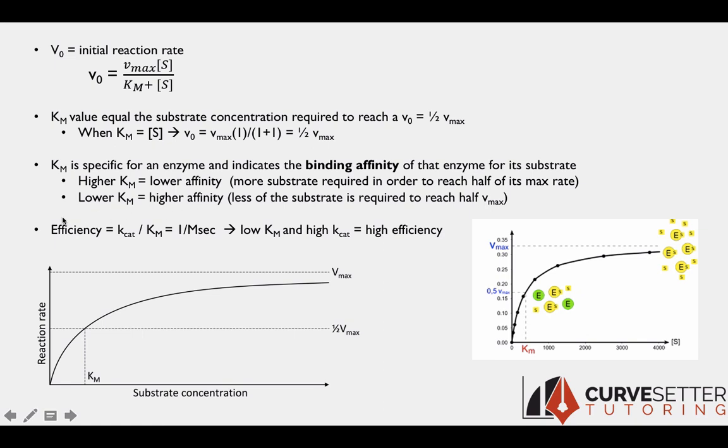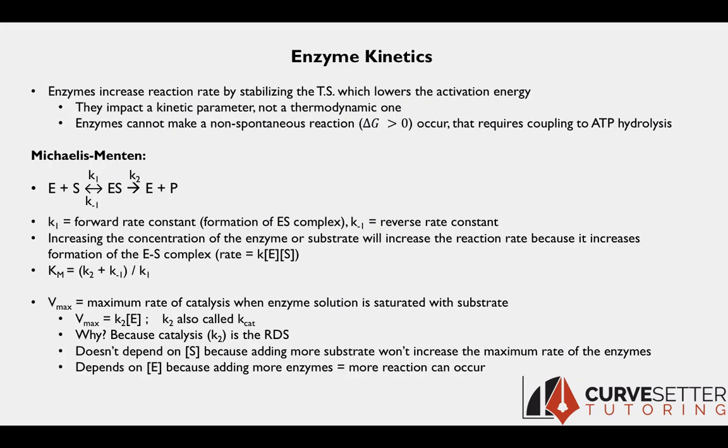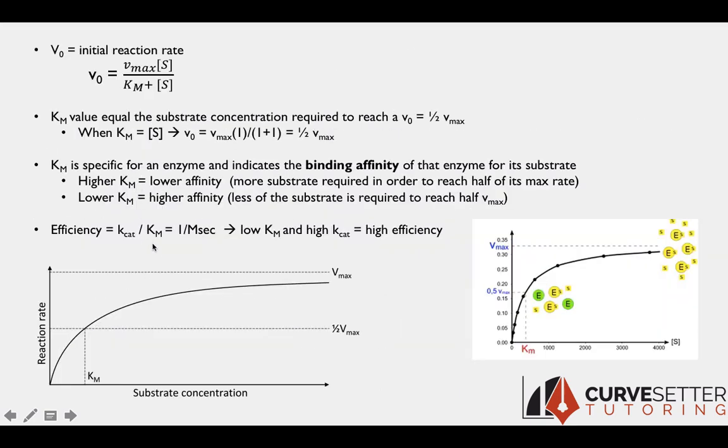The efficiency of an enzyme is a term that's equal to kcat divided by Km. So a high kcat would mean an efficient enzyme, right? Because it's churning out many of those enzyme plus products. So that's high kcat or K2. And you want a low Km, because low Km indicates high affinity.